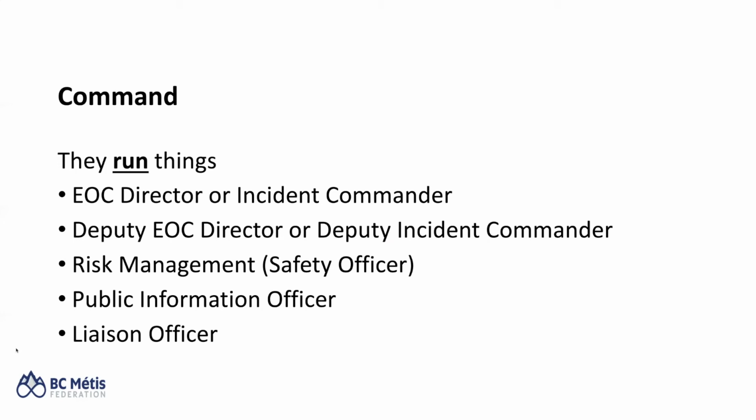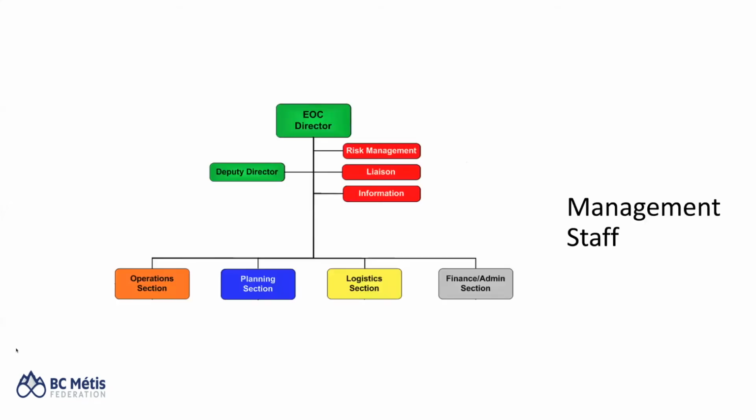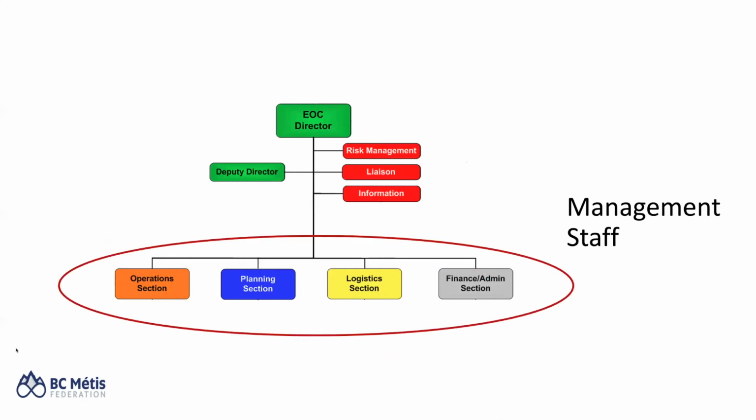You'll have a public information officer to handle all of the media management and information management coming into and leaving from the Emergency Operations Center, and a liaison officer who's a point of contact with the many other supporting agencies and organizations. Your management staff are comprised of ops, planning, logistics, and finance.